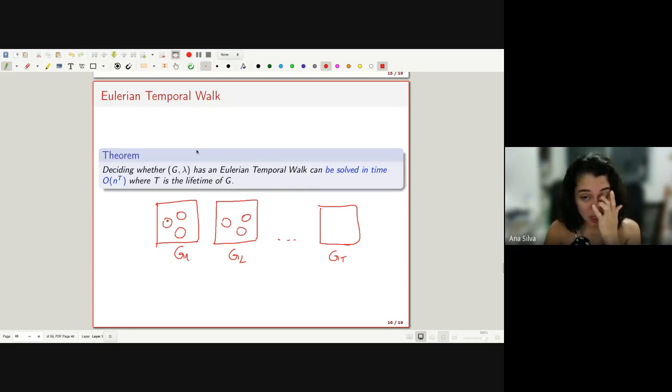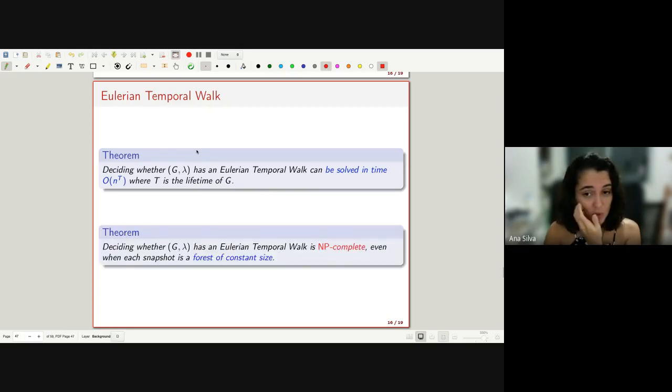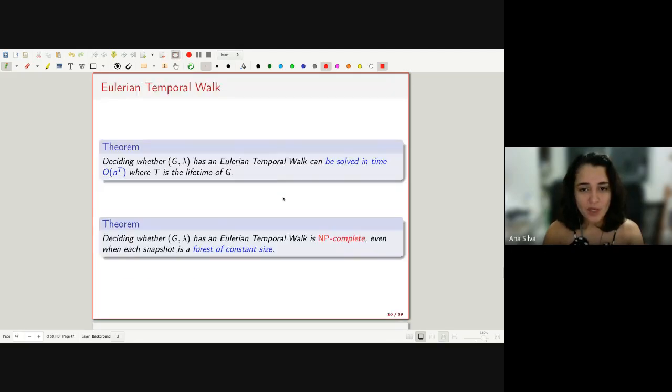This is very easy. But unfortunately, in general, the problem is NP-complete, even if each snapshot is a forest of constant size. Unfortunately, I cannot show you this proof because of time constraints, but it's not very complicated. And I must say that it was surprising to me, because I thought that this one would be easy, but indeed it isn't.